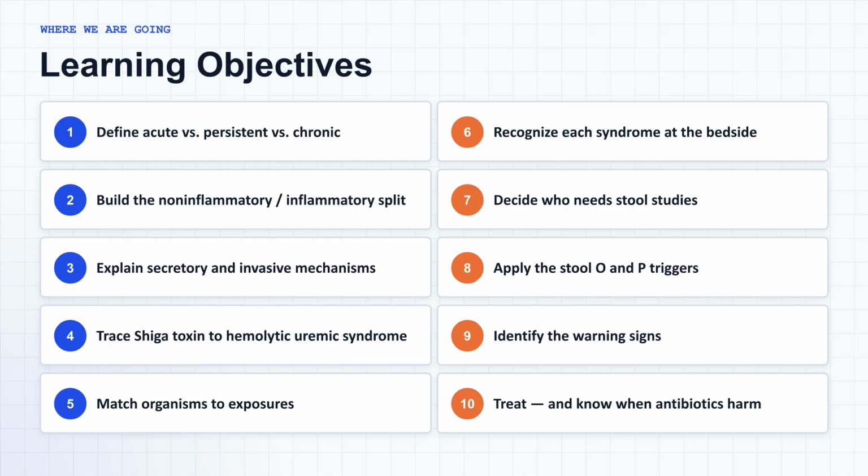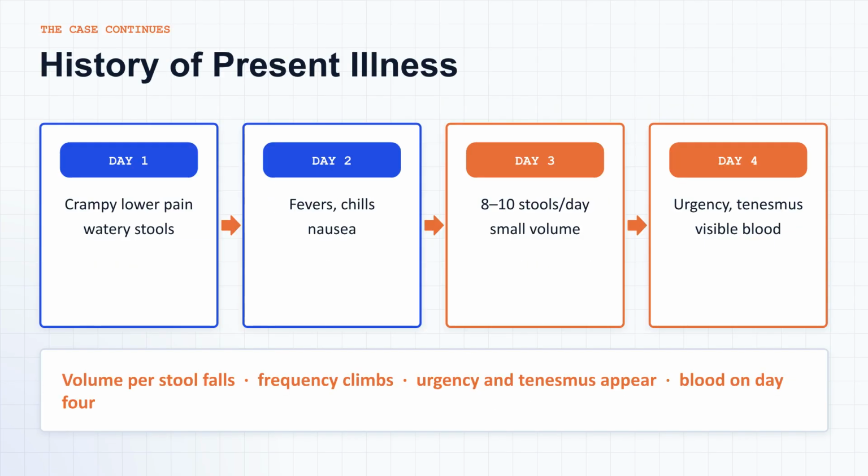Keep one thread running through all of it. Almost every decision in this topic comes back to which side of the split your patient is on. Let us take the history properly. The diarrhea started 4 days ago. At first, it was watery. Over the last 2 days, the volume per stool has dropped, but the frequency has climbed. He now describes urgency and tenesmus. That is the painful feeling of needing to pass stool when the rectum is already empty.